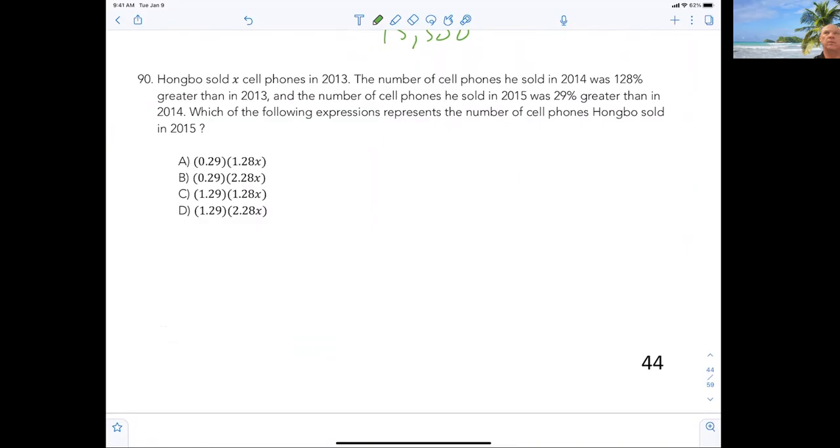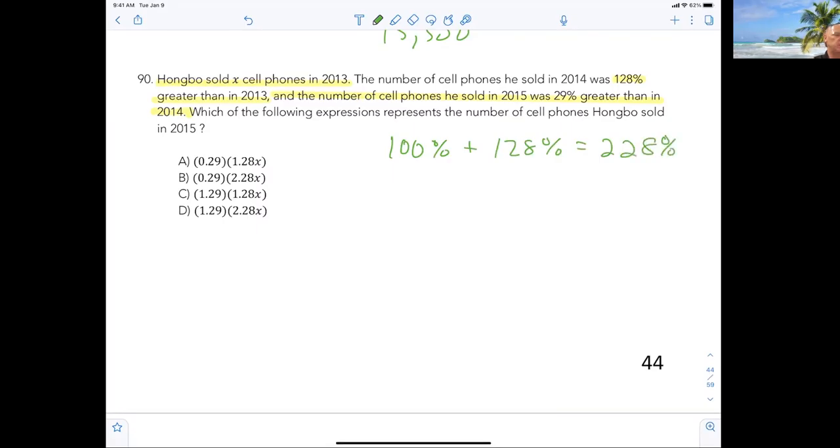All right, one more of these percent problems. The number of cell phones sold in 2014 was 128% greater than in 2013. And the number of cell phones sold in 2015 was 29% greater than 2014. Now, if it was 128% greater, remember, this is why kids miss this one, because it's 100% plus what? 128%, which makes it a total of what? 228%.